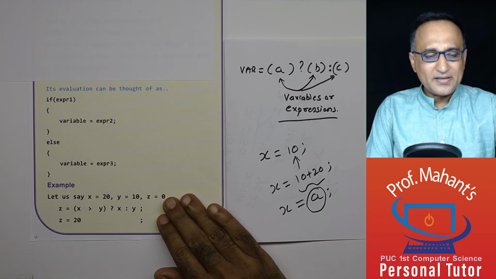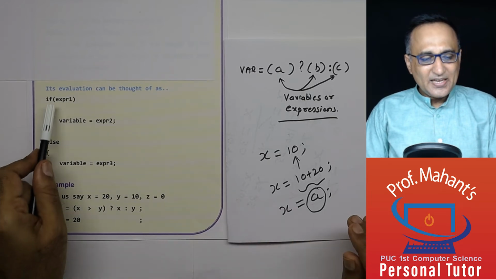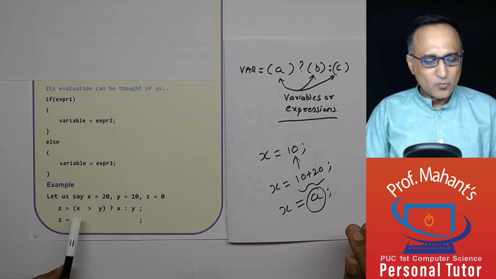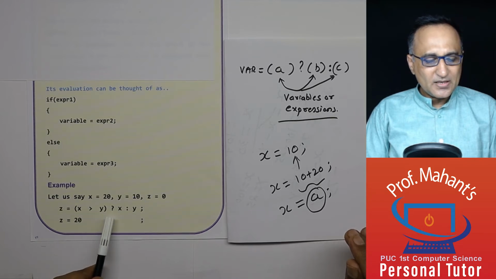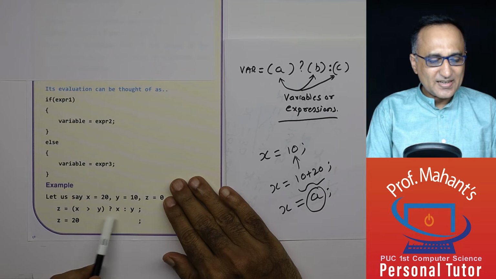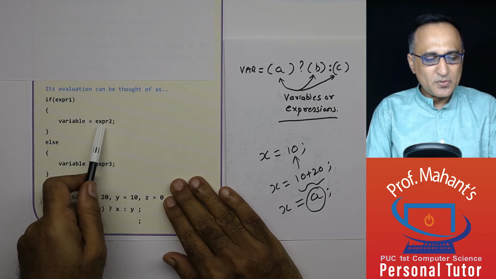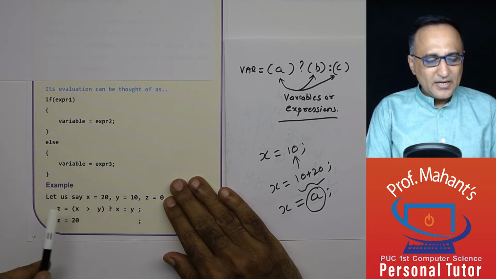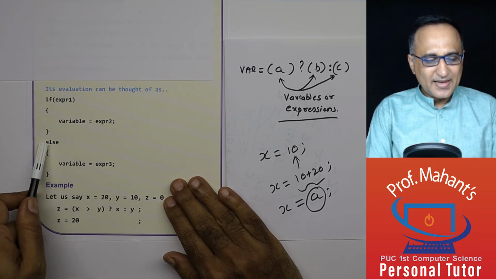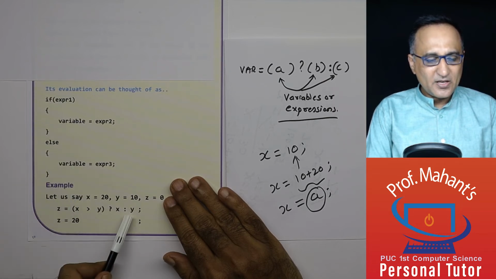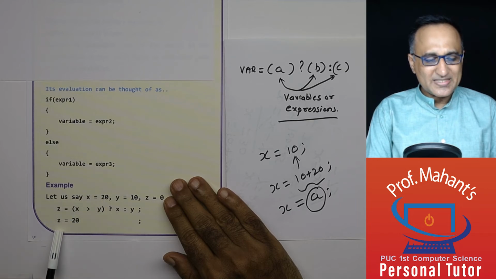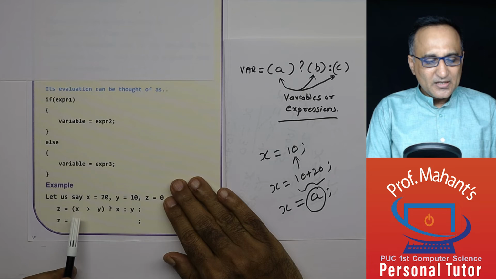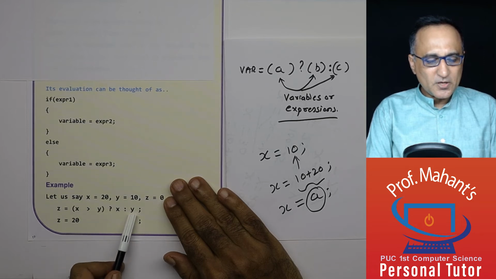Now let us see how it looks. The ternary operator can be thought of as if expression 1. What was expression 1? x greater than y. If it is true, this fellow x gets copied to z. x happens to be expression 2. If it happens to be false, the else statement, then y, which matches expression 3, gets copied to z. So I repeat, this is expression 1, expression 2, expression 3.